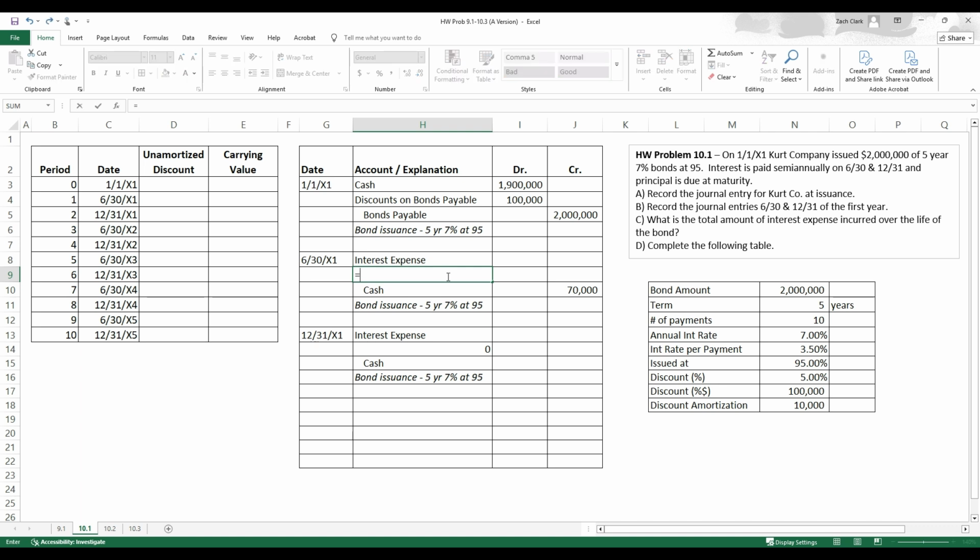I'm just going to equal above, but let's indent. So it's crediting now. The first thing we did was to debit the discount, but now we're going to credit it as we're reducing the amount by $10,000 each payment period. And then we just add these together to give us our total interest expense of $80,000. And we'll just say bond interest payment.